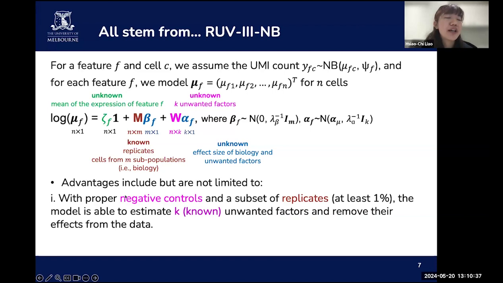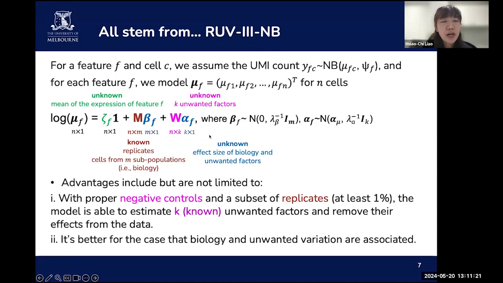The advantage of using this generalized linear model is that if we have proper negative controls, which are features that capture unwanted variation in the data, we can use them to estimate the W matrix in the model. Also, we only need a subset of replicates, at least 1%, which means we don't need every single cell in the data set to be annotated. We just need a portion of cells with biological information in order to get IUV3MB running. We also have to specify the number of unwanted factors that we want the IUV3MB algorithm to estimate.